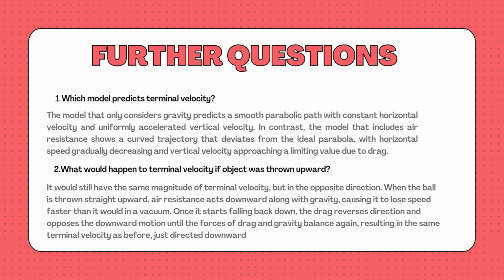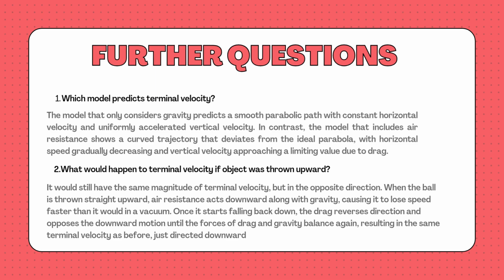So, further questions. The first question asks which model predicts terminal velocity? And I said the model that only considers gravity predicts a smooth parabolic path with constant horizontal velocity and uniformly accelerated vertical velocity. And in contrast, the model that includes air resistance shows a curved trajectory that deviates from the ideal parabola, with horizontal speed gradually decreasing and vertical velocity approaching a limiting value due to the drag force.